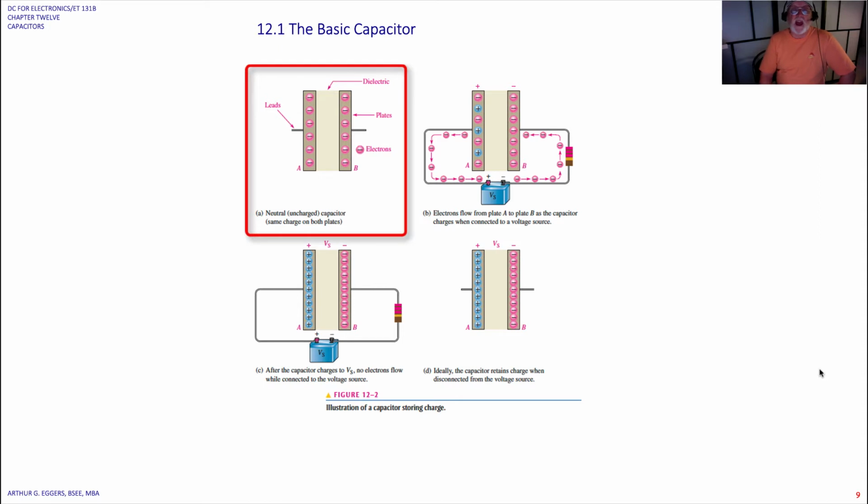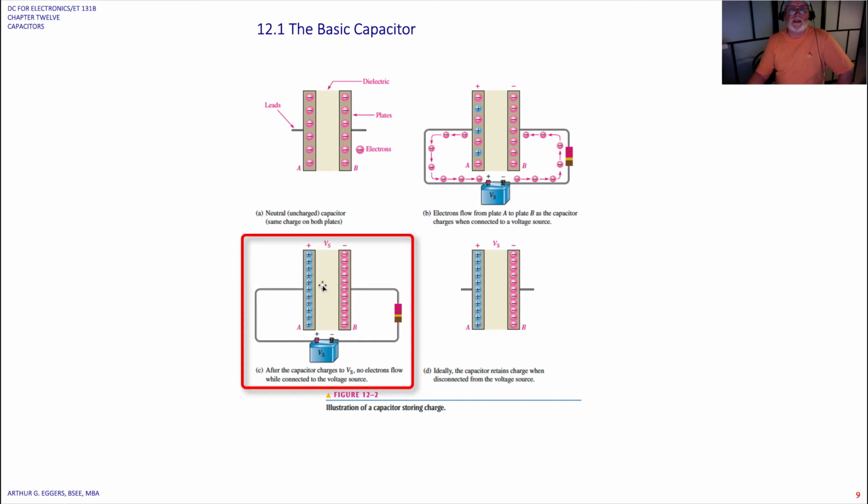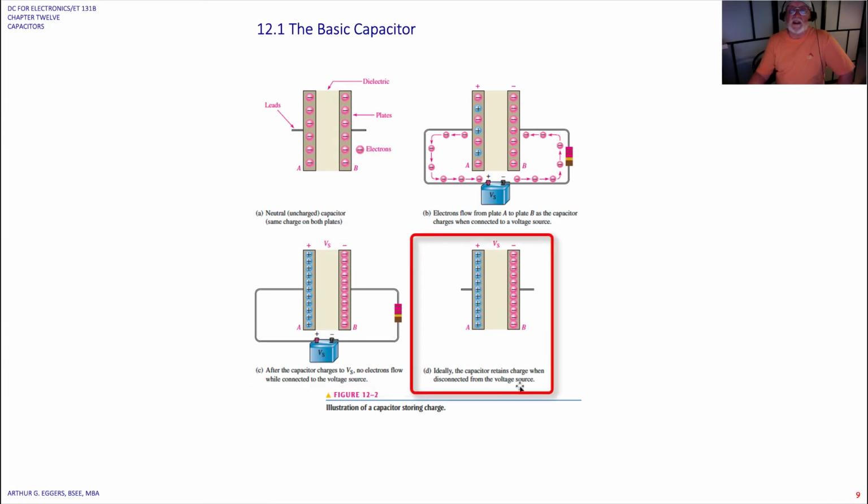So if we look at this diagram, we get a depiction here of just exactly what we've been talking about. We've got leads on both sides of the plate and a dielectric in between. And you can see if we put the capacitor on a battery, it starts to distribute the charge onto both sides of the plates. What happens then is you'll get to a balance. The charge will cease to move because the electrons will cease to move, and you'll have a positive and a negative side, like the battery. So ideally, a capacitor retains its charge when disconnected from the voltage source.